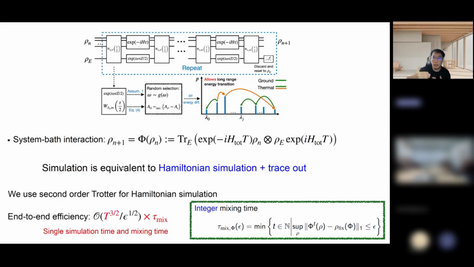Here, since I have a discrete quantum channel, we need to define the integer mixing time. Basically, this mixing time characterizes how many times I need to apply my quantum channel Phi to make sure the resulting density operator is close to the target state. Okay, this definition is similar to the definition of the mixing time for the Lindblad dynamics case. And in our paper, one main contribution is that for some physical models, we can provide a way to upper bound this mixing time.